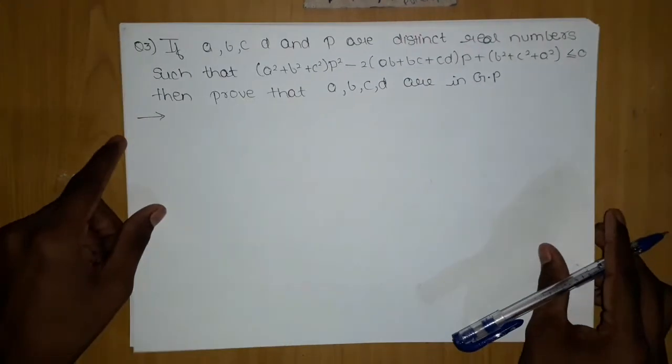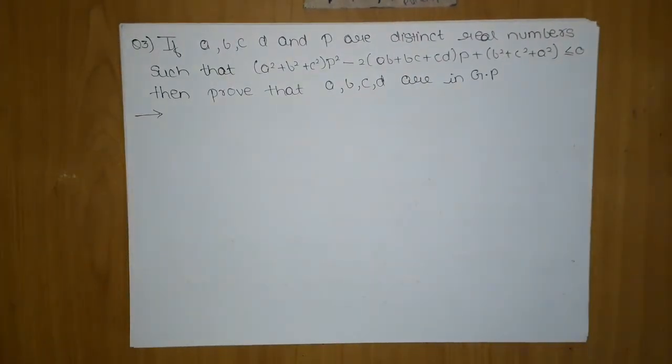This question: if a, b, c, d and p are distinct real numbers such that (a square plus b square plus c square) p square minus 2(ab plus bc plus cd) p plus (b square plus c square plus a square) is less than or equal to 0, then prove that a, b, c, d are in GP. Now here we can see, we have done so many things in quadratic.